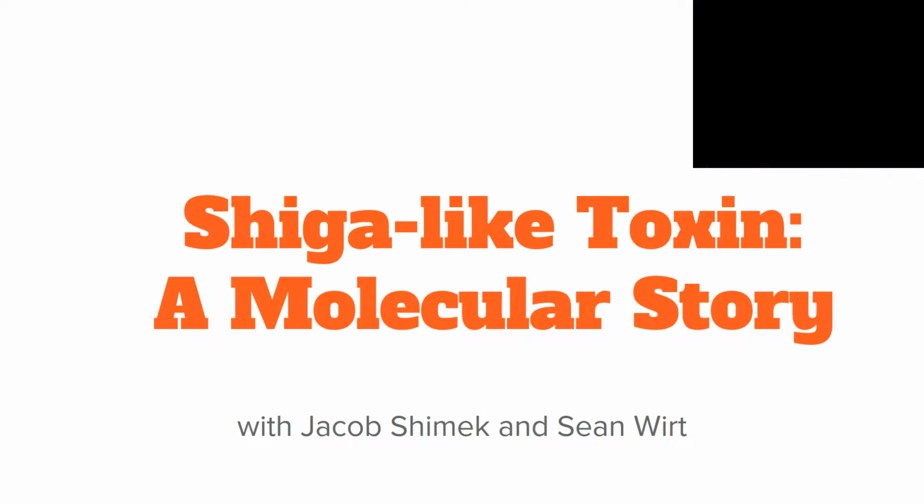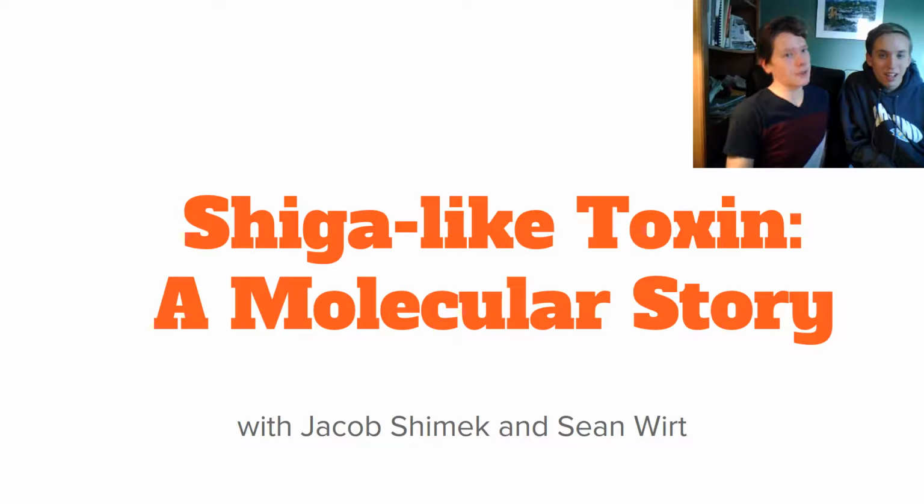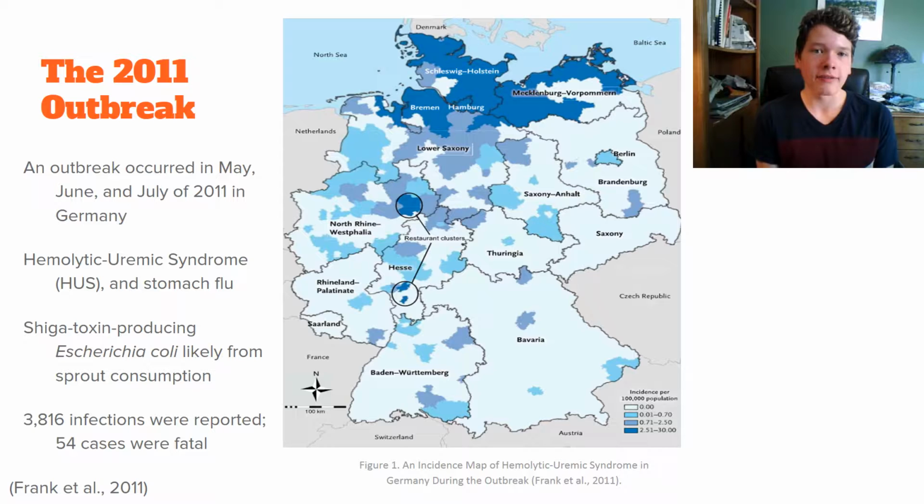And here's our presentation on the Shiga-like toxin and its molecular story. During May, June, and July of 2011 in Germany, an epidemic of gastroenteritis and hemolytic uremic syndrome occurred. The cause of this outbreak is believed to be the result of the consumption of sprouts and the inadvertent ingestion of fecal matter, which is believed to be the vehicle for Shiga toxin-producing Escherichia coli.